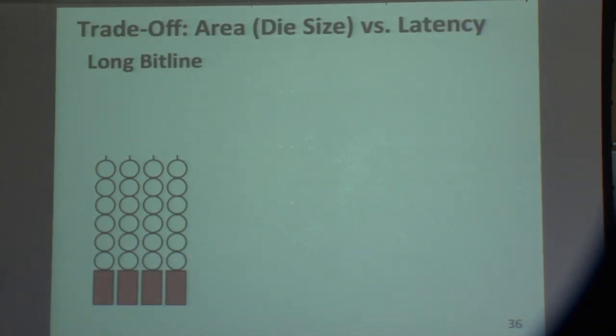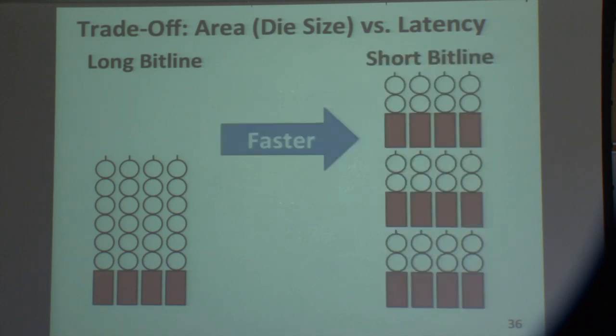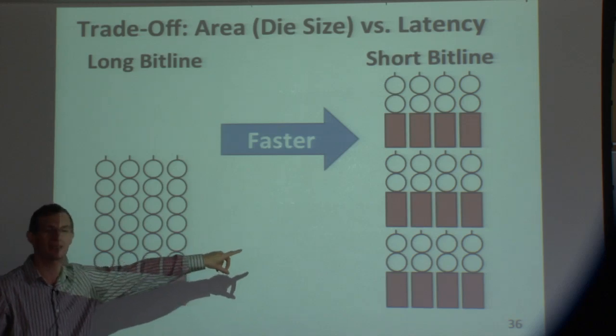Okay. So this is actually a trade-off that's made by the manufacturers intentionally, right? This is a trade-off of die size versus latency. If you have a long bit line architecture like this, your die size is small, but latency is large. On the other hand, you could actually have a short bit line architecture. There's nothing that prevents manufacturers from doing something like this. And in fact, DRAM exists this way today.